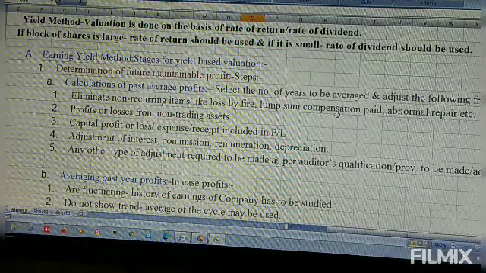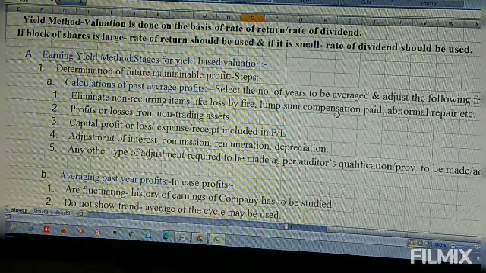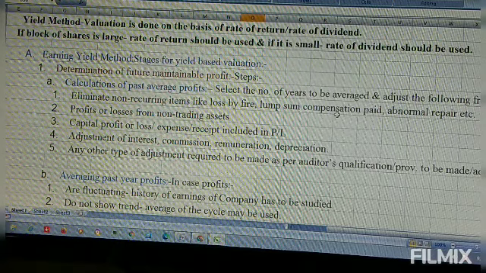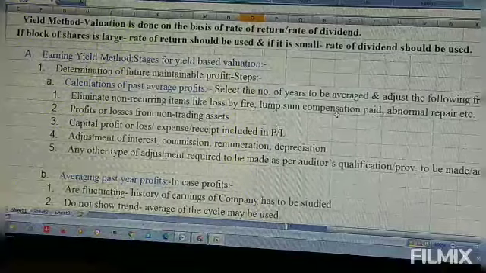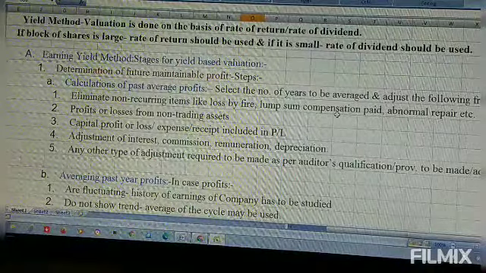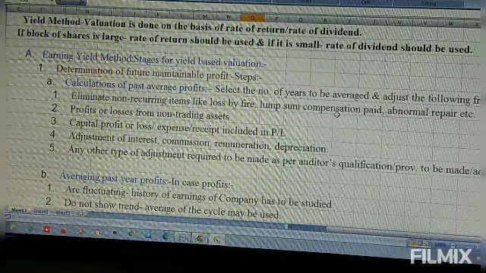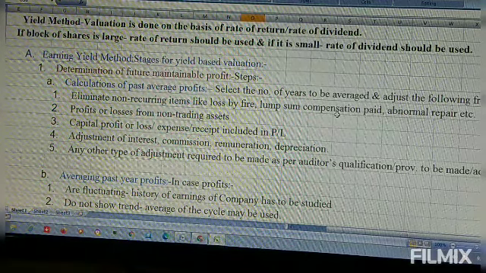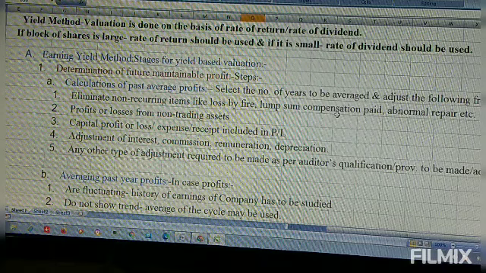Remember, in the yield method there are two methods. One is the earning yield method, another is the earning dividend method. First let us see the earning yield method. Earning yield method means rate of return on the investment. So what are the steps we have to take? We'll see the different steps.